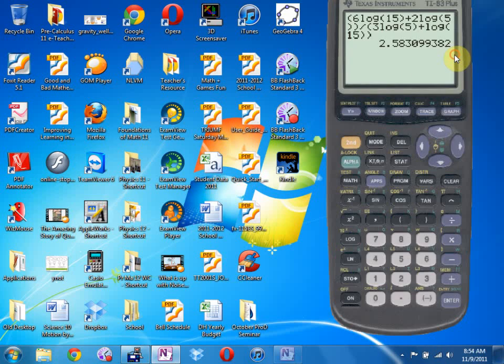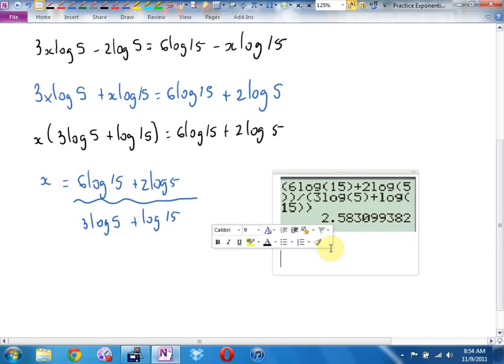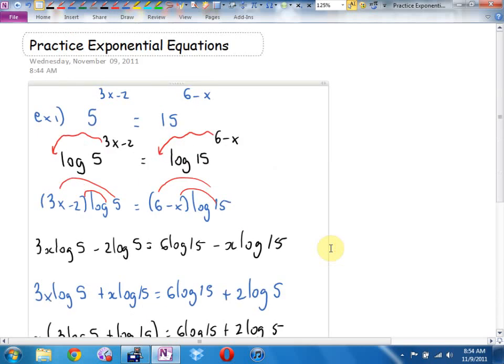There. I'll even put what I did on my calculator. I would consider that a B-level question. What do I mean by a B-level log question? Two different exponents, and they're both binomials. Both two terms.